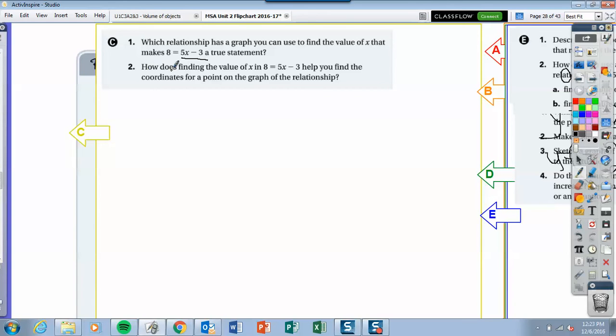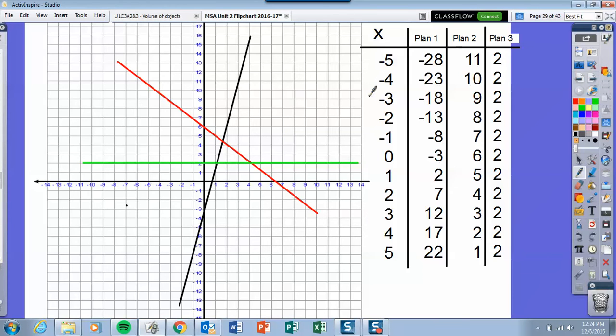How does finding the value of x in this equation help me find the coordinates for a point on the graph of the relationship? So we're going to go ahead and solve for x. I'm going to say, well, I know that 8 is equal to 5x minus 3. There's a few ways we could solve this. One, I could look at my table and I could say, well, when the y equals 8, what does my x equal? That was a little bit trickier there.